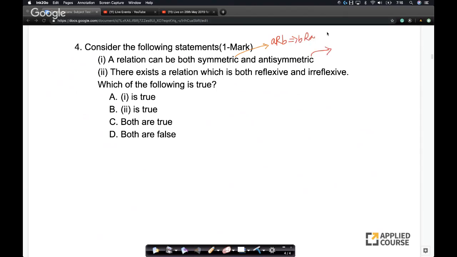What does anti-symmetric mean? It's not asymmetric. Remember, it's anti-symmetric. Anti-symmetric means if A is related to B and B is related to A, then A is equal to B. That's what it says. Asymmetry is different. Asymmetry says if A is related to B, then B is not related to A. Okay, can a relation be both symmetric and anti-symmetric? They're not opposites of each other if you think about it, right?